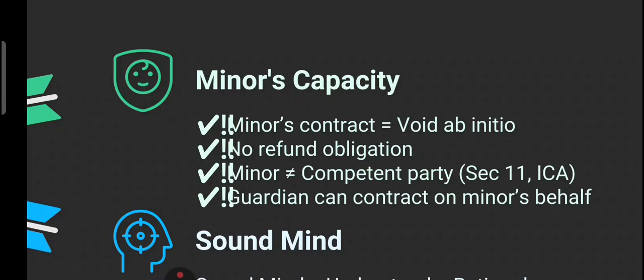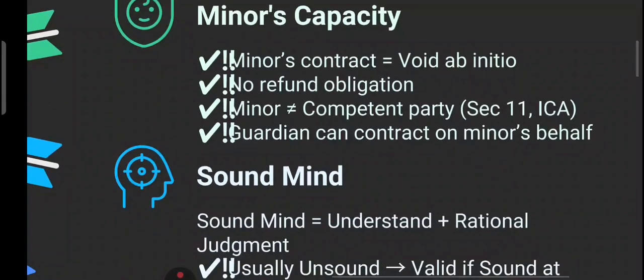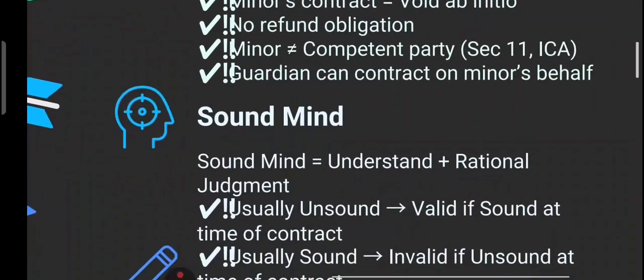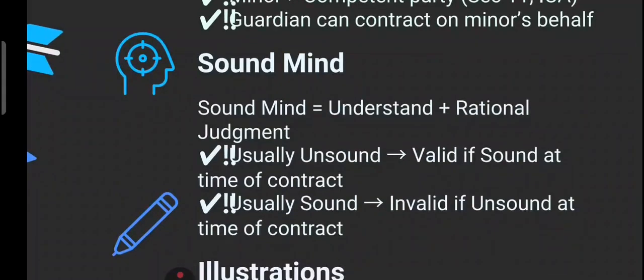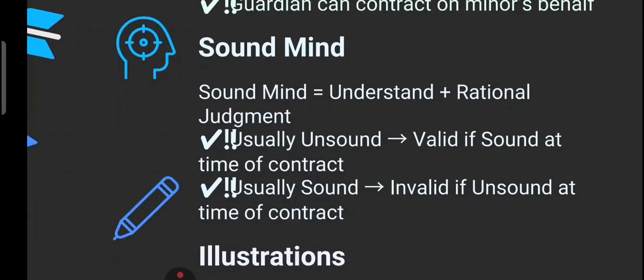Again I am repeating, a contract with a minor has no legal standing. There is no obligation to refund any benefit received. However, a guardian can enter into a valid contract on behalf of the minor if it is for the minor's benefit. Now capacity is not just about age, it's about mental state. A person must be of sound mind to contract, which means they must be able to understand the terms and make a rational judgment about its effect on their interest.